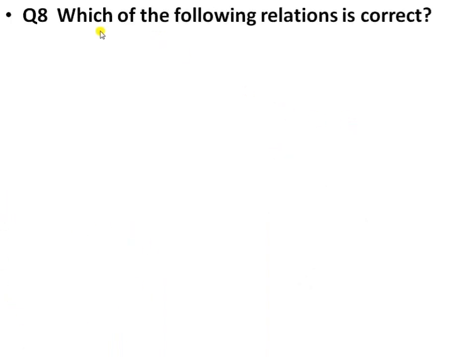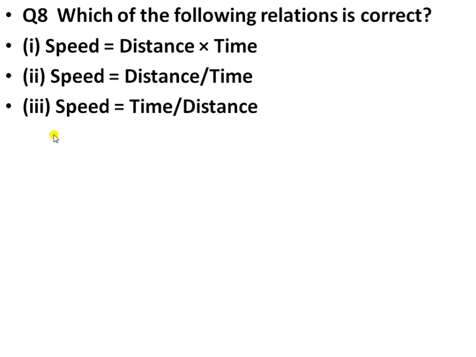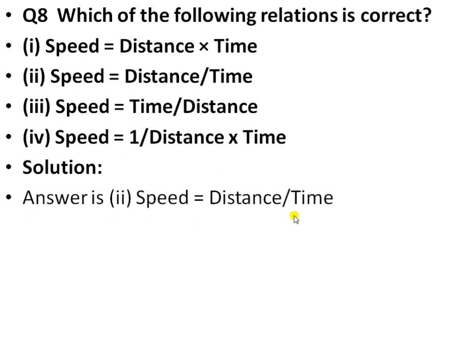Next is question number 8. Which of the following relations is correct? Speed is equal to distance into time. Speed is equal to distance divided by time. Speed is equal to time divided by distance, or speed is equal to 1 divided by distance into time. So the answer to this question is speed is equal to distance divided by time.